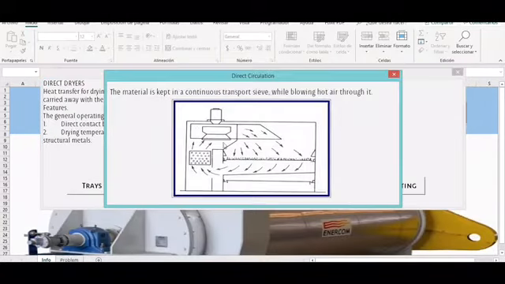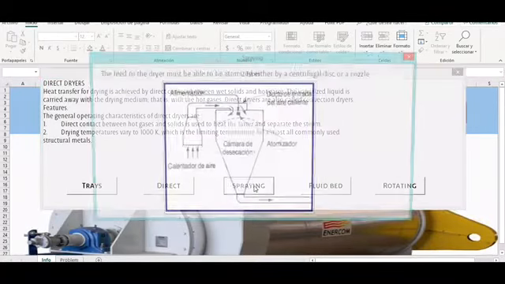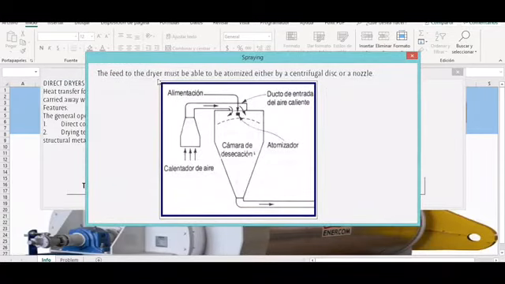The direct one, it's pretty easy because you just keep a continuous transfer sieve and you blow hot air through it. So you just warm your air here and you just blow it over low. So the third one is spraying, and these must be atomized by this equipment. So you heat it and then you atomize.